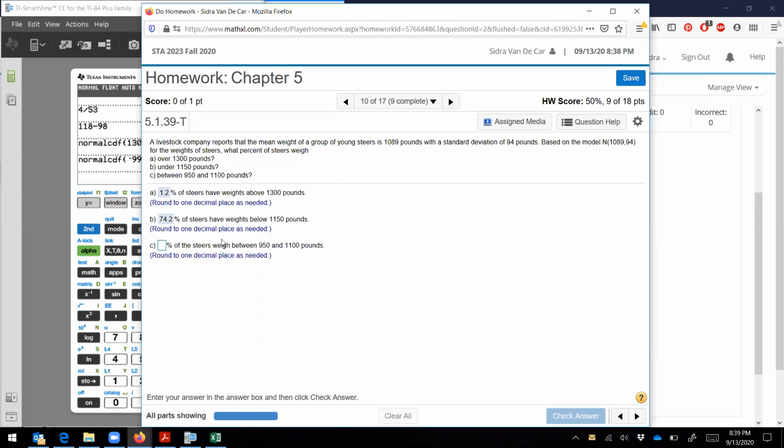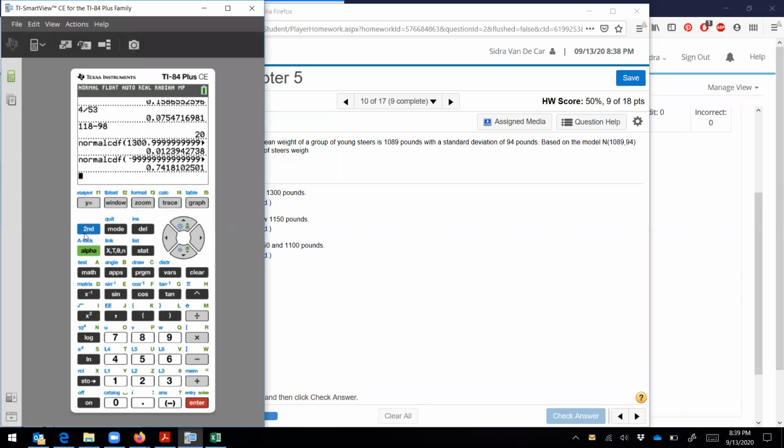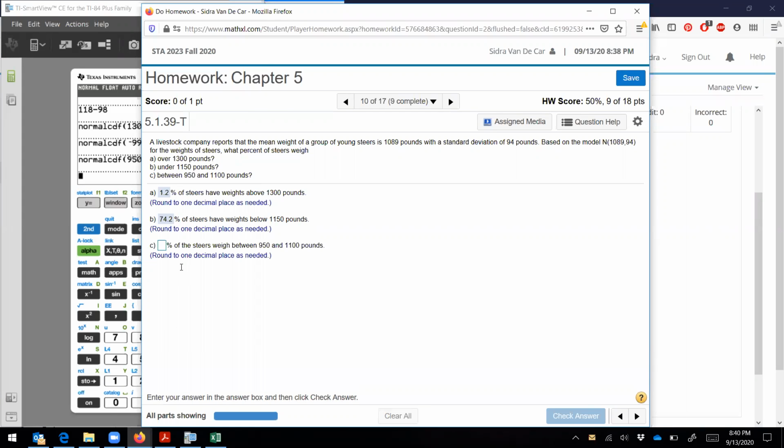And between 950 and 1100. Same mean, same standard deviation. 47.7%.